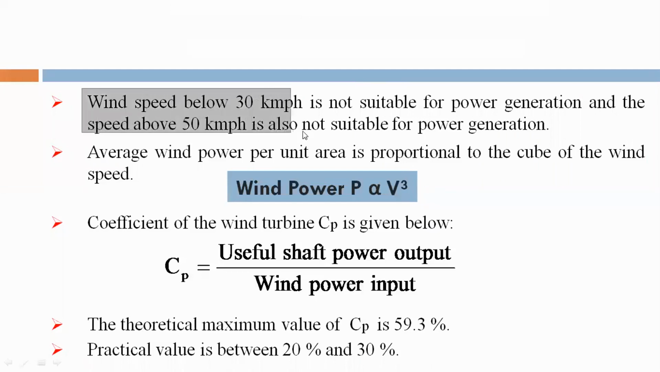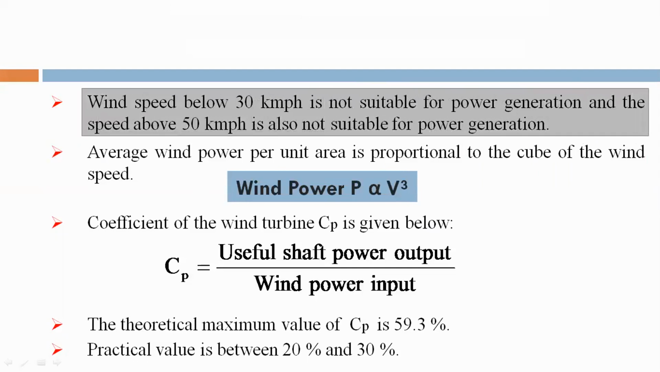Wind speed below 30 km per hour is not suitable for power generation, and the speed above 50 km per hour is also not suitable for power generation.